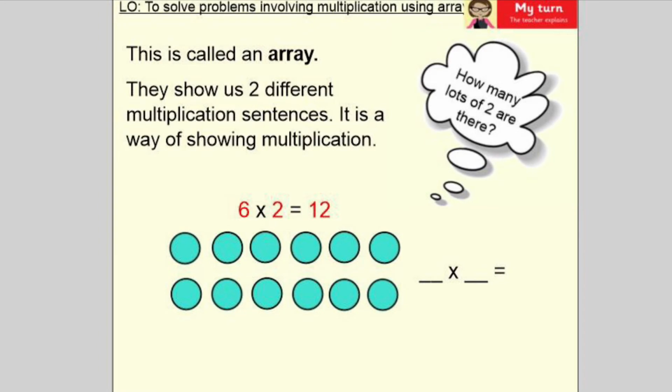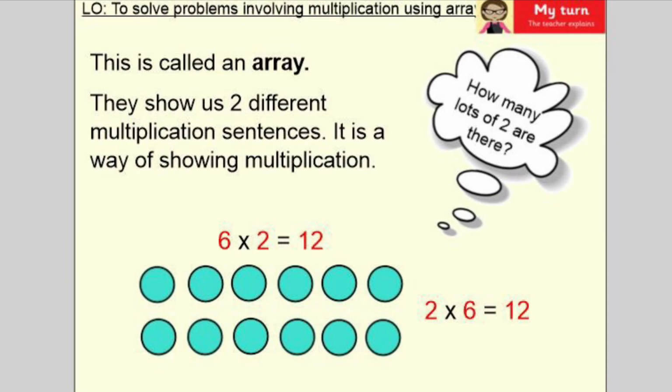Now, I mentioned at the end of my last video that one really cool thing about multiplication is that it's commutative. That means that it doesn't matter which way round the first 2 numbers go, the answer will still be the same. So if 6 times 2 equals 12, then 2 times 6 equals 12. And this array also shows that. So we can fill in the second number sentence now.